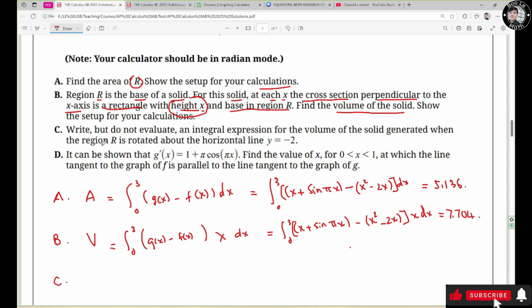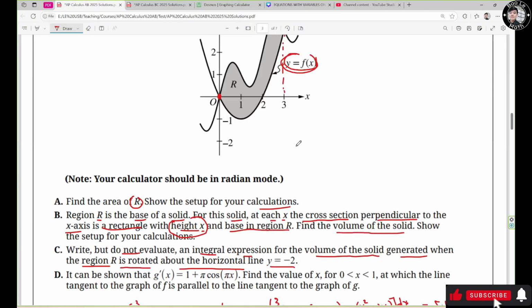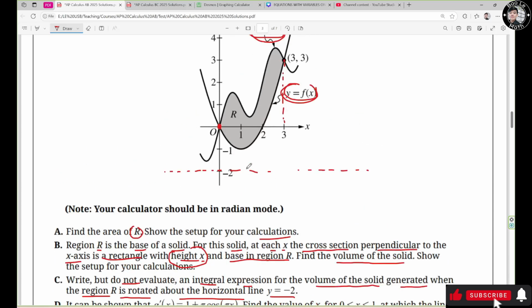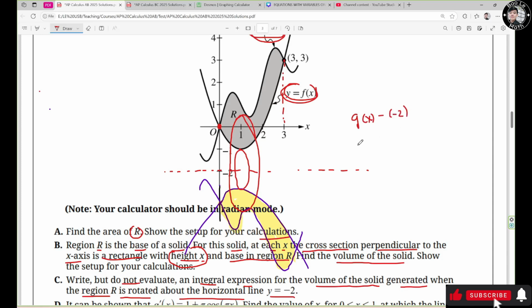Now question C. Write but do not evaluate an integral expression for the volume of the solid generated when the region R is rotated about the horizontal line y equals -2. Alright, so here's y equals -2, so the horizontal line is going to be like this. So if you rotate this region about this line, it's going to be something like this. You need to find the inner radius and outer radius. Alright, so the outer radius is g of s subtract -2, right? And the inner radius should be f of s subtract -2, right?